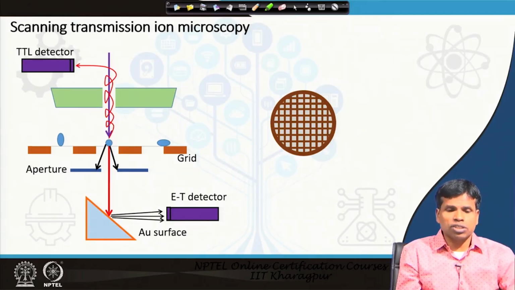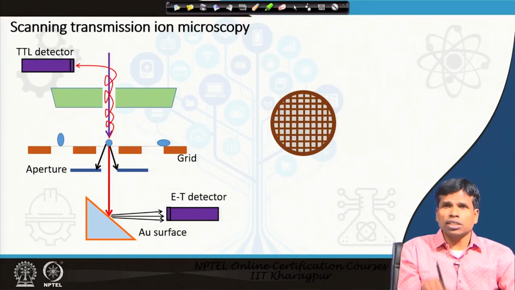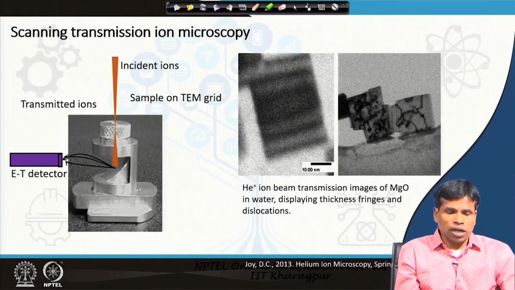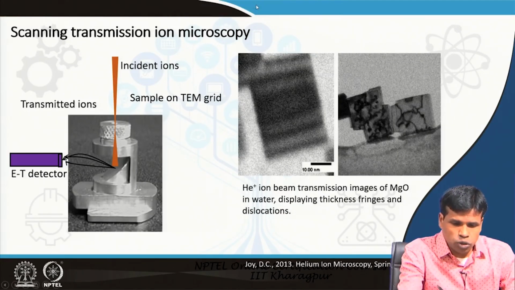Mostly, scanning transmission electron microscopy attached with TEM is extensively used for microanalysis and other purposes, because in a transmission electron microscope the incident energy is much higher, in the order of around 200 kV to 300 kV. Therefore, the electrons can easily penetrate through the sample and provide information which we cannot get by scanning transmission ion microscopy.